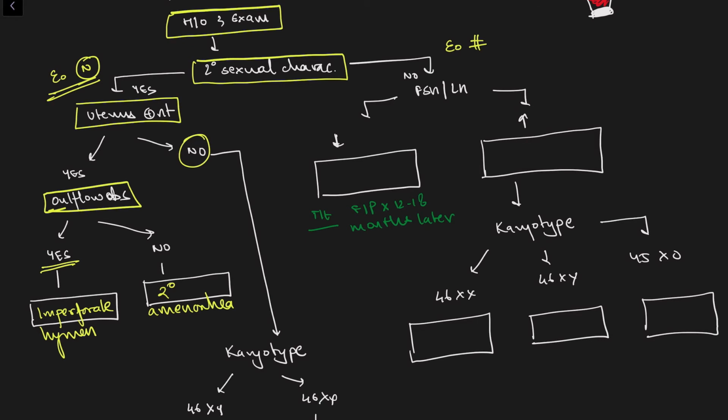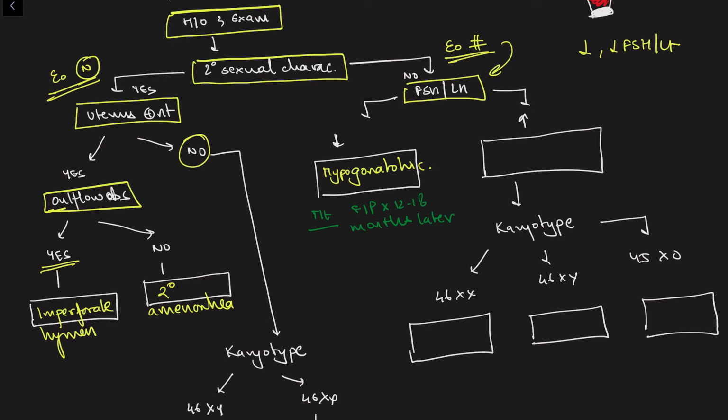Coming to the absence of secondary sexual characteristics, this indicates a hormonal problem. So what we will do, we will look at hormones like FSH and LH. If FSH and LH are also low, what does this mean? Low estrogen, low FSH, LH, right? This indicates hypogonadotropic hypogonadism. And for this, the treatment will be to give estrogen progesterone after 12 to 18 months.